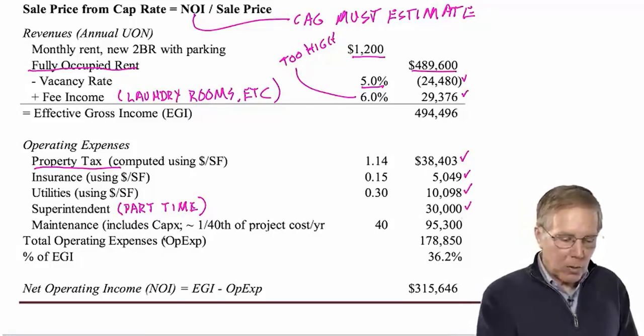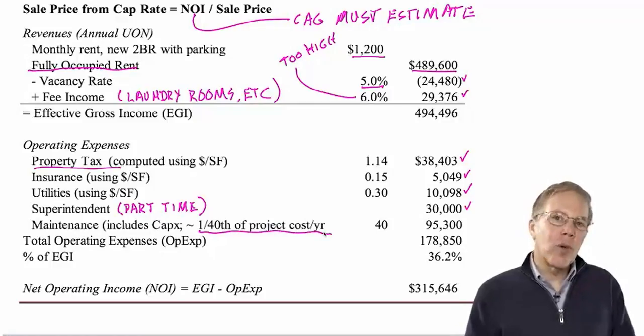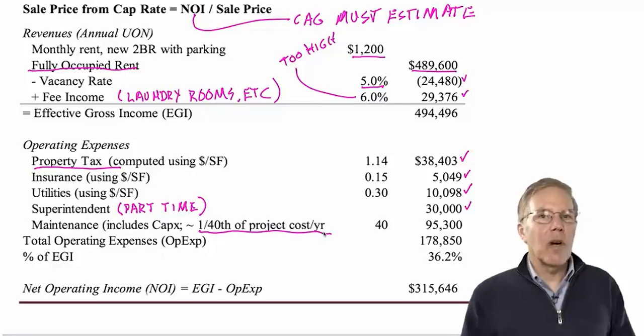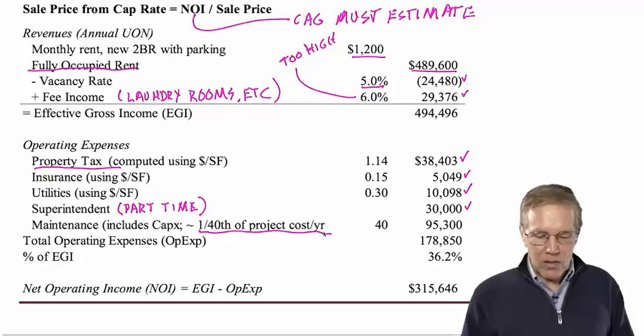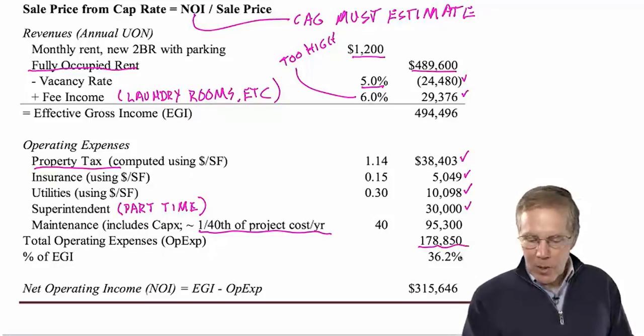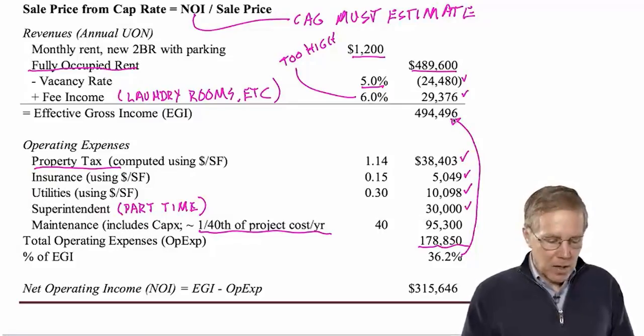And then there is going to be maintenance on the building, which CAG estimates as every year 1/40th of the project's cost per year. And again, this is for things like repairing leaks in the roof, cracks in the sidewalk, repainting and cleaning the parking areas, et cetera, et cetera. And so we get their total operating expenses for the year of about $179,000, and that's about 36.2% of this effective gross income number.